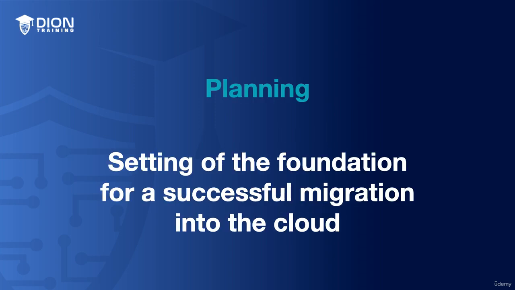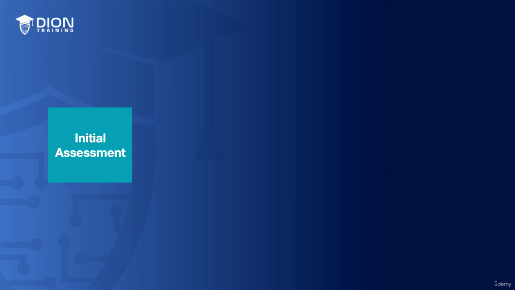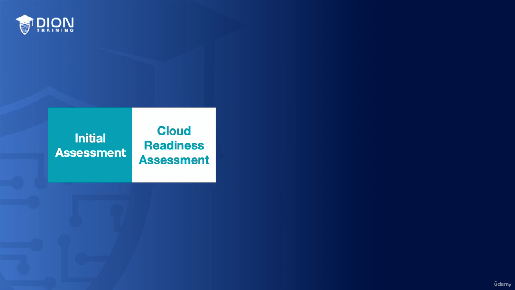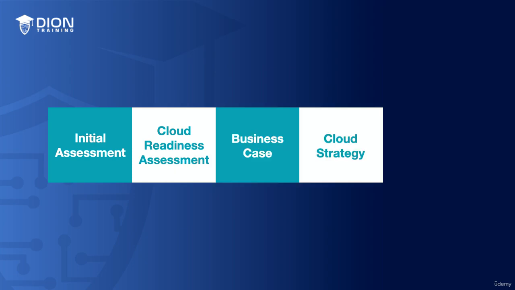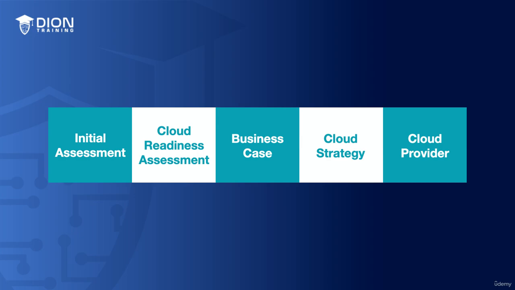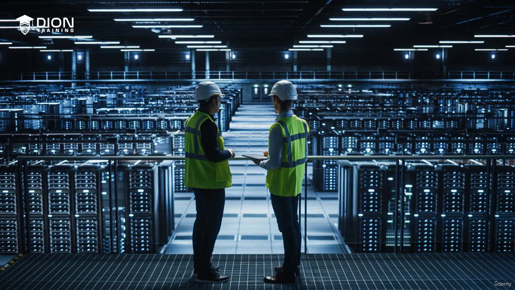The first phase of cloud migration is planning. The planning phase is critical because it sets the foundation for a successful migration into the cloud. During the planning phase, your organization will conduct a series of steps, including conducting an initial assessment, conducting a cloud readiness assessment, creating a business case, developing a cloud strategy, and selecting a cloud provider. During the assessment step, your organization will assess its current IT infrastructure and identify the applications, data, and resources that need to be migrated to the cloud.